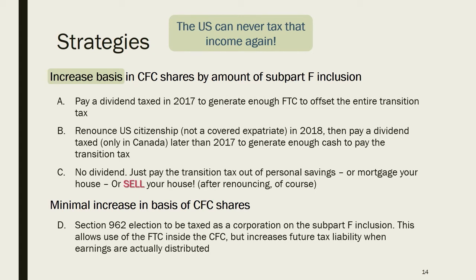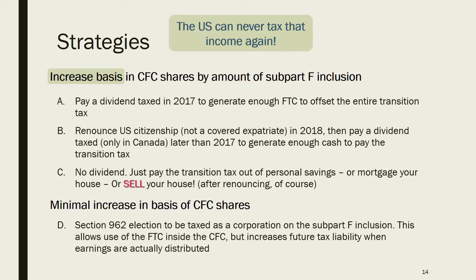Okay. So the fourth strategy here, which gives you a little bit of increase in basis, but not much. This one's quite different. Here we're going to elect under Section 962 to be taxed just like a corporation on that subpart F inclusion. That means we'll get the 15.5% rate, but the other advantage is that we can use the tax that's already been paid by the corporation to offset the U.S. transition tax. And this, for some, is going to really minimize the amount that's due, the damage.